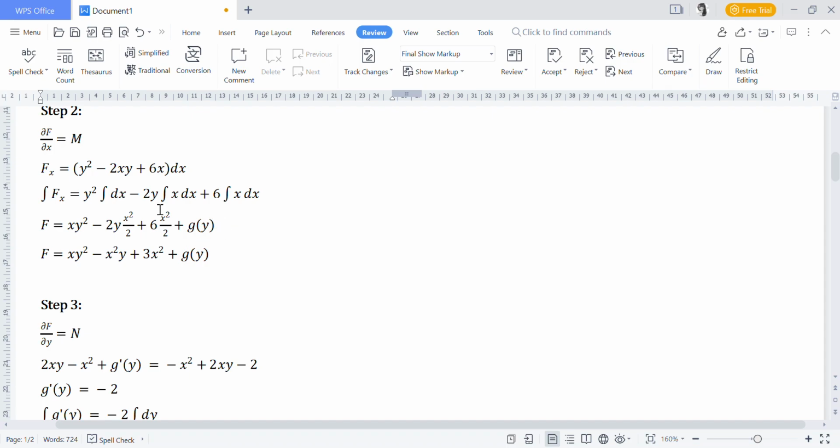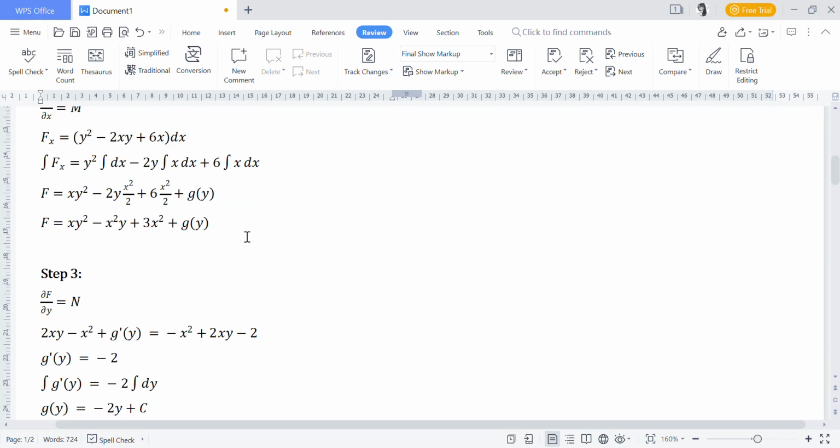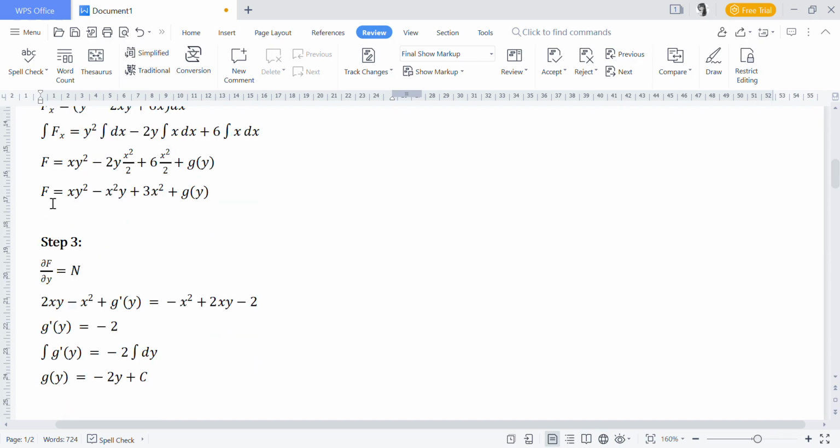But since this equation can be further simplified, we'll need to simplify this. So we will now have f equals xy squared minus x squared y. We just cancelled out the 2 from the numerator and the denominator. Then we have 3x squared, which is from 6 divided by 2, and the g of y.